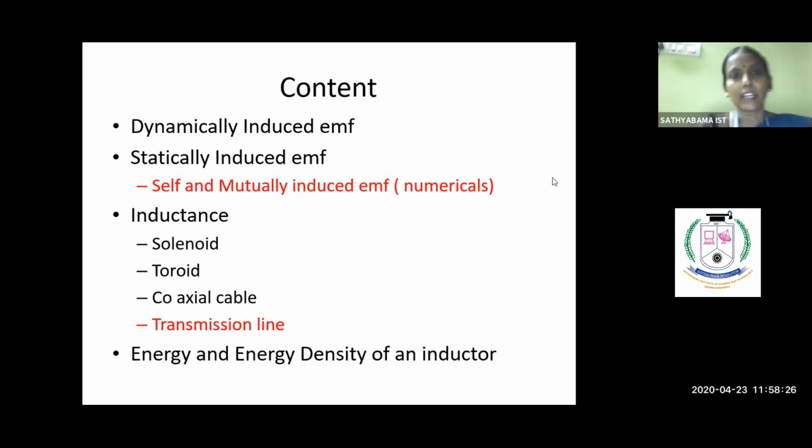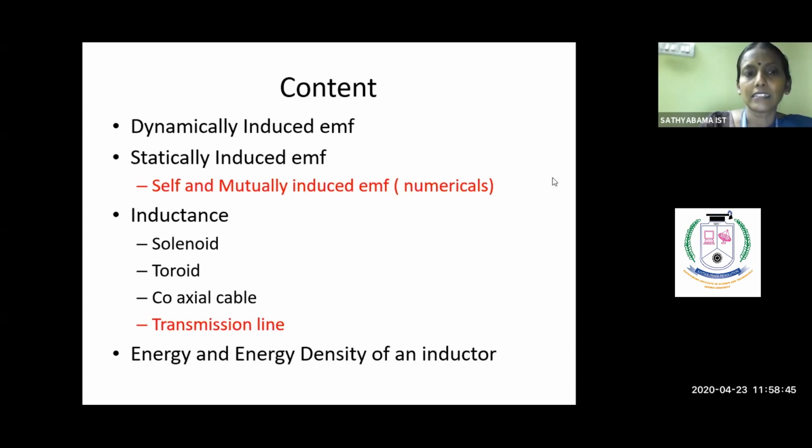This unit is dynamically induced EMF, statically induced EMF. So in statically induced EMF, we have self and mutually induced EMF. This topic, whatever I have highlighted in red color, is an important topic. So we have problems on mutually induced EMF, which is very, very important.